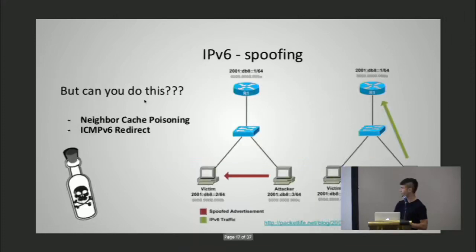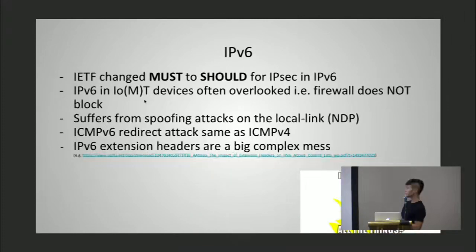The other thing that I have to mention is extension headers. They're a big complex mess in IPv6. There's some really good research by some people out there on how you can abuse a lot of these extension headers to bypass access control lists, or even trigger some implementation bugs in IPv6.